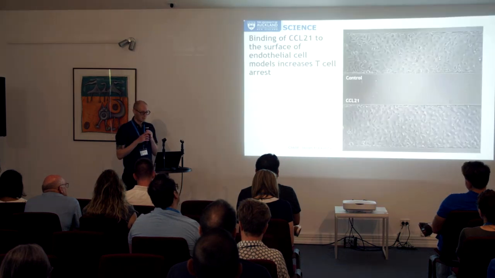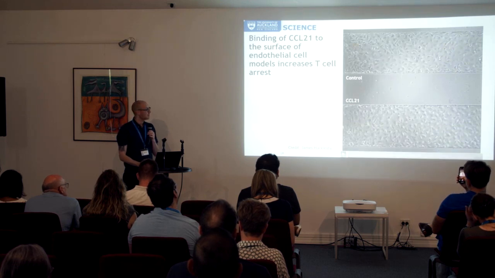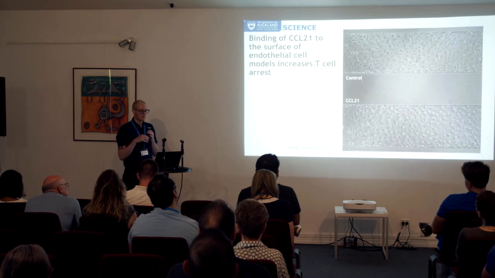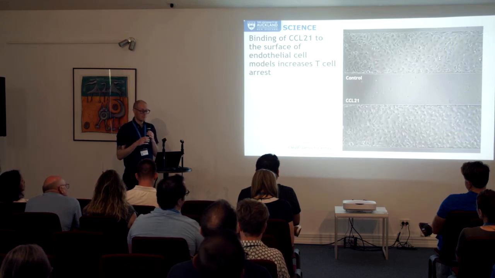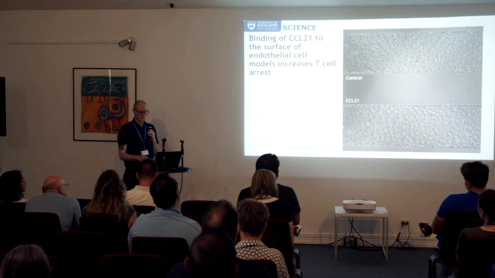So this is work that has been done by James Hucklesby when he was doing his honors degree. And in this instance, we had an endothelial cell line growing in little channels on a plastic cell culture plate, and we can flow over T cells with and without CCL21. So the CCL21 was flown over the endothelial cells first, so it can bind to the cell surface, and then the T cells follow after that.